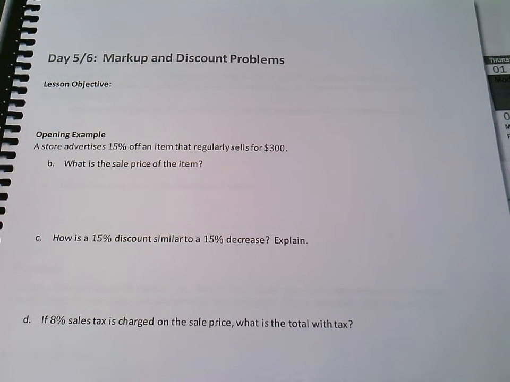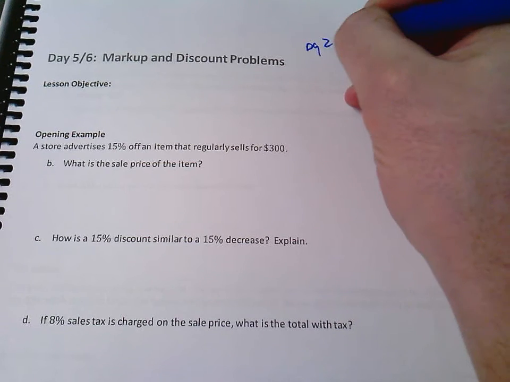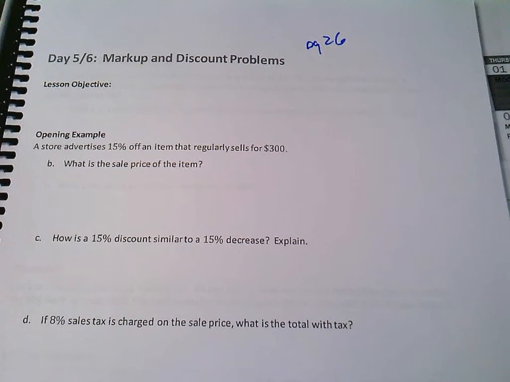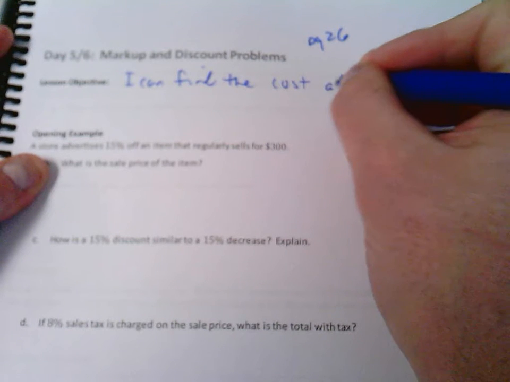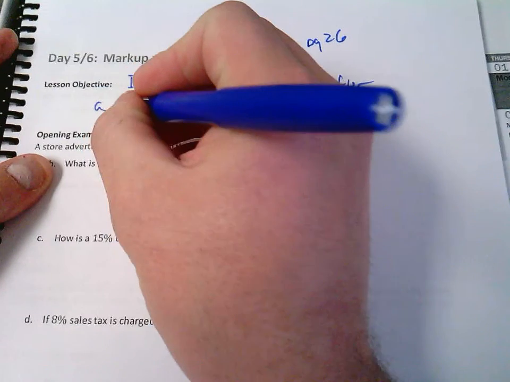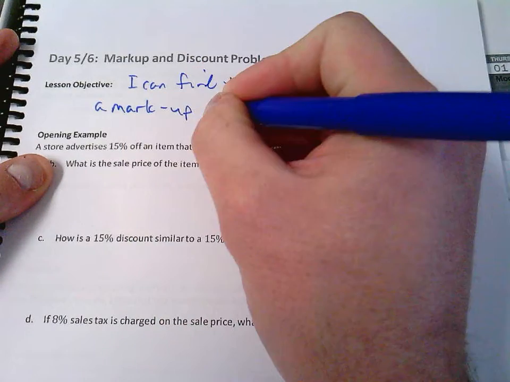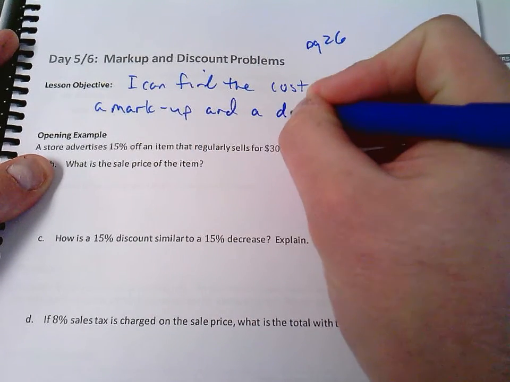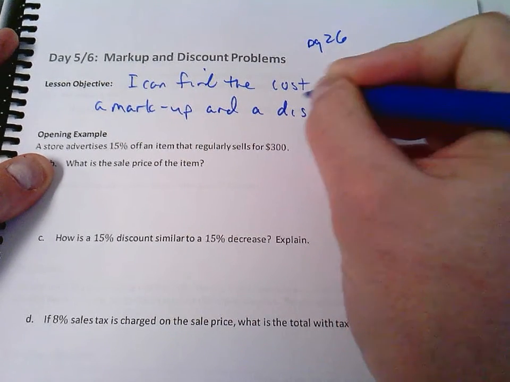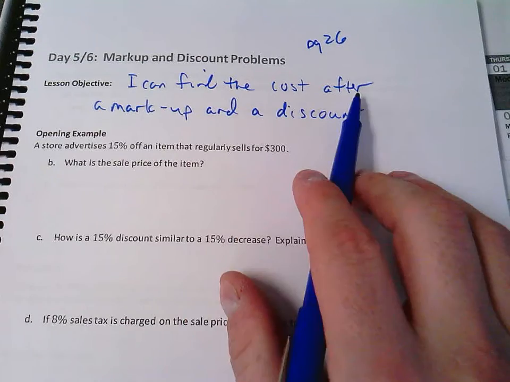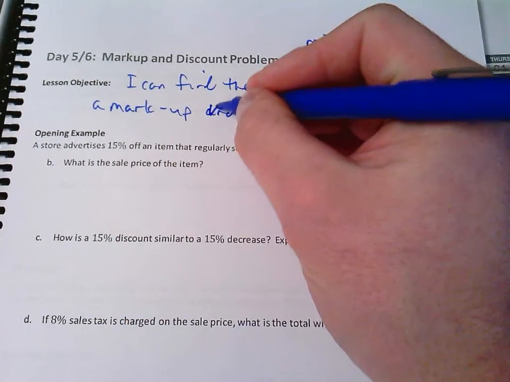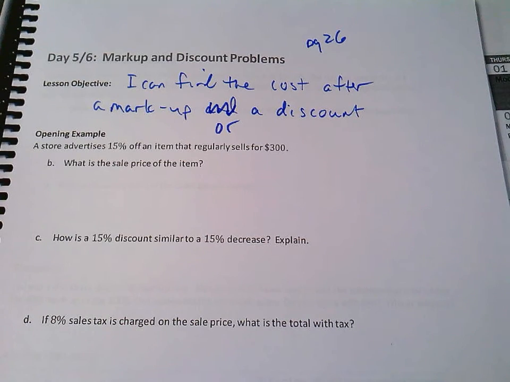We are on page 26 of our percents booklet, and our lesson objective will be: I can find the cost after a markup and a discount. Go ahead and hit pause to make sure you can write that down. Now I'll just review. I can find the cost after a markup. Actually, it shouldn't say and, it should say or a discount. And obviously, this video will discuss both of those.